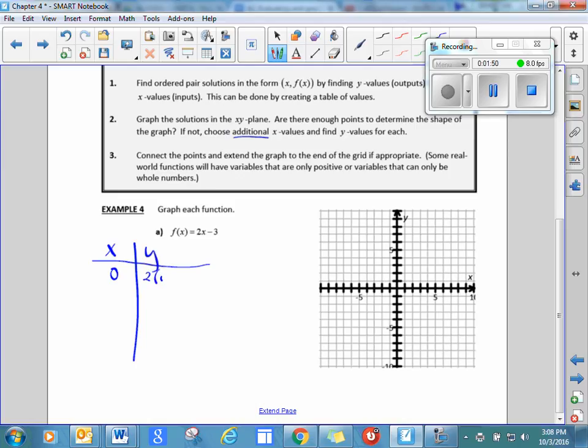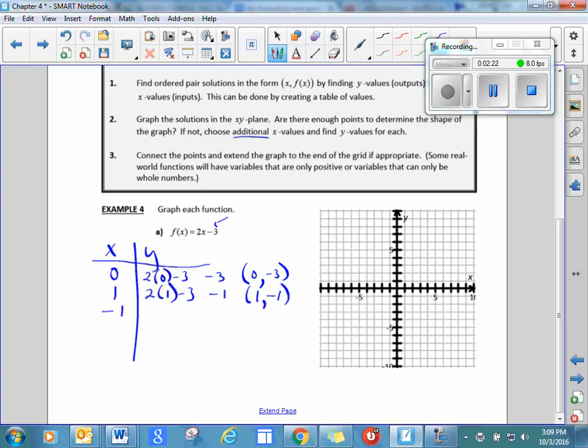So 2 times 0 minus 3 is going to be negative 3. So my ordered pair is going to end up being 0 as the input and negative 3 as the output. Generally, I'll do a couple positive and a couple negative. So let's just pick one to keep our numbers kind of small. Go back to your original equation. 2 times 1 minus 3, which is 2 minus 3, which is negative 1. So when the input is 1, the output is negative 1.